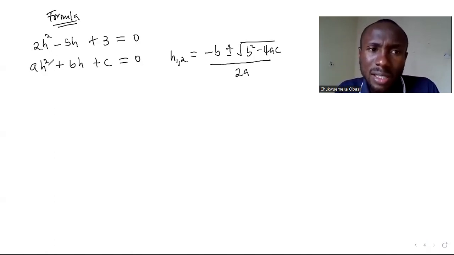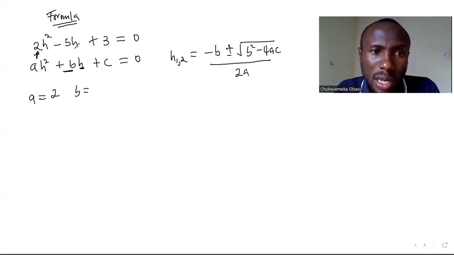Now let's get started. What will be the value of a? I believe you know the value of a should be 2, because the coefficient of h square is a, and here we are having 2, so a is 2, right? Then b will be the coefficient of h. I see the coefficient of h here is -5. Please take note of the sign. 5 is not correct. The b here should be -5, not 5. So I'll pick -5. Then lastly, c is 3.